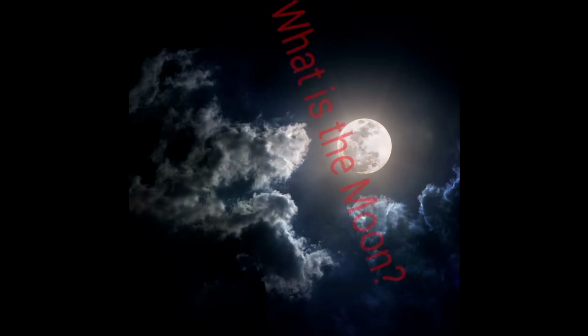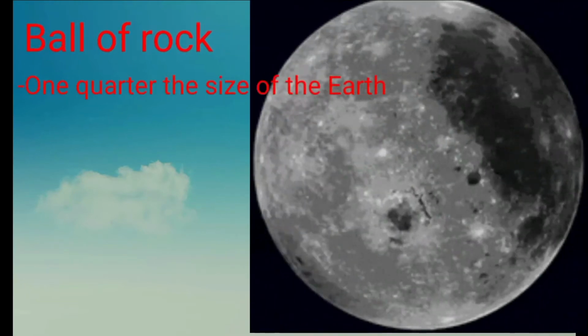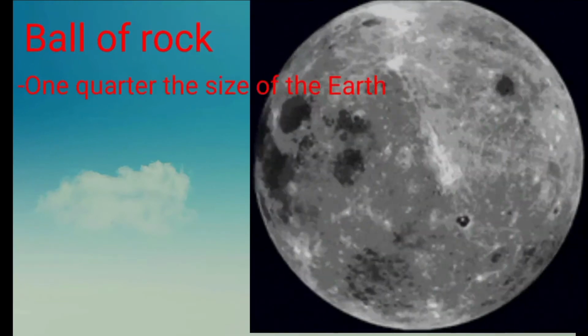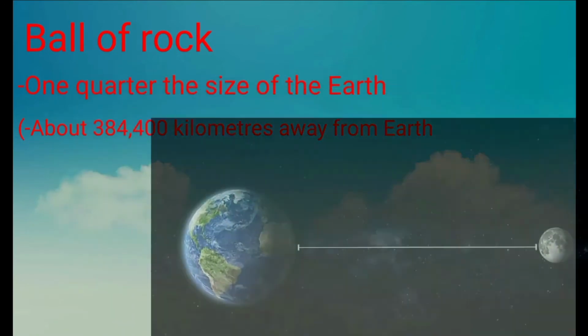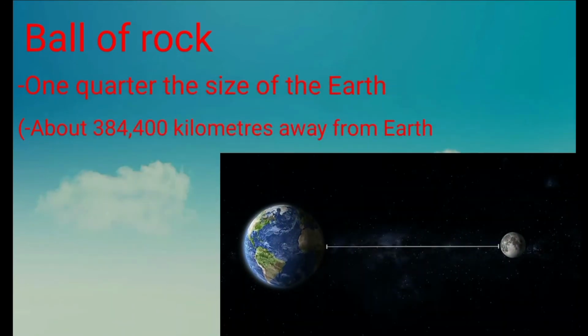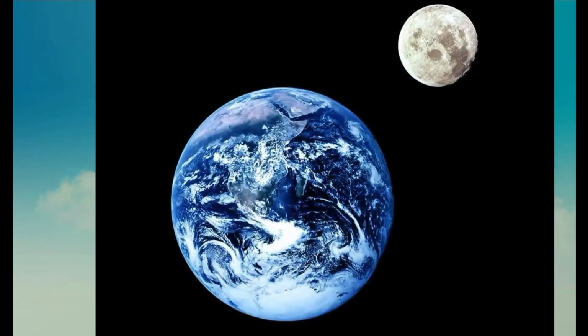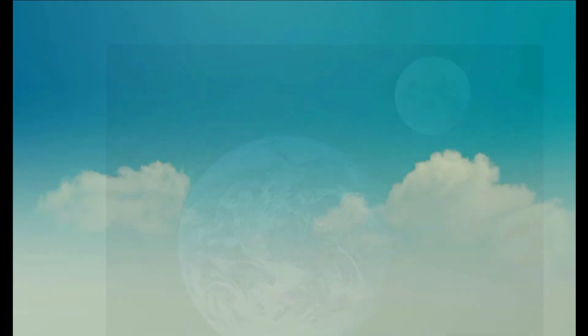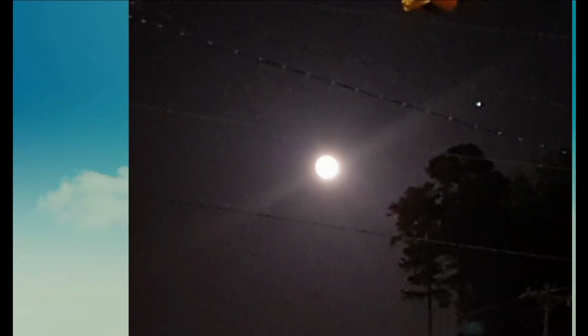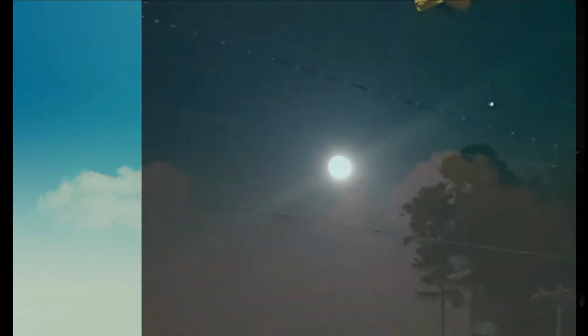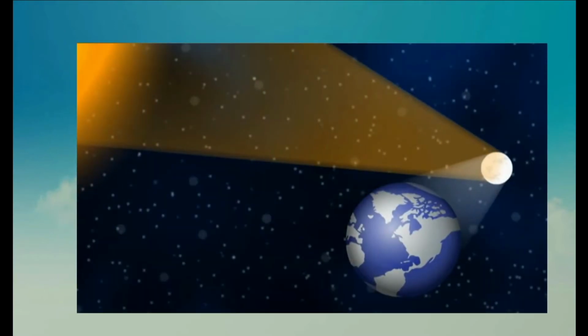So what is the moon? According to science, the moon is a ball of rock, about 1/4 the size of the Earth. It's about 384,400 kilometers away from the Earth, and is our nearest neighbor in space. Although we see the moon as the brightest object in the sky, it does not give out light of its own. It reflects the light of the sun. So that's all about the moon, and let's learn about the condition on the surface of the moon.